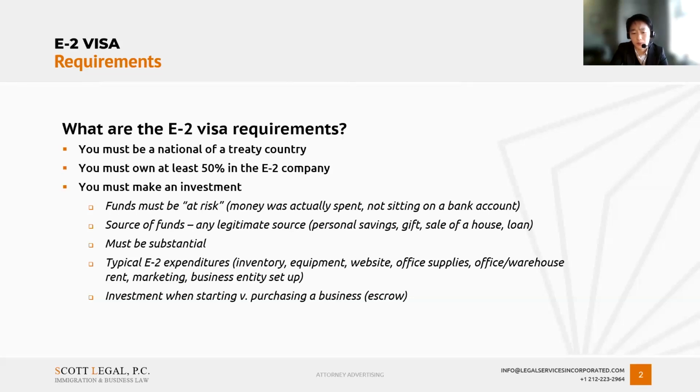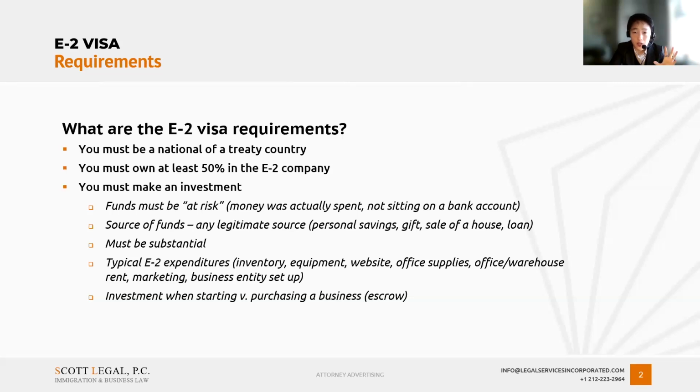And I did talk a little bit about this above, about starting a business versus purchasing an existing business. One other option you have if you're purchasing a business to qualify for the E-2 visa is using an escrow to hedge against the risk that perhaps the E-2 visa may not be approved. So using an escrow account is the option available.